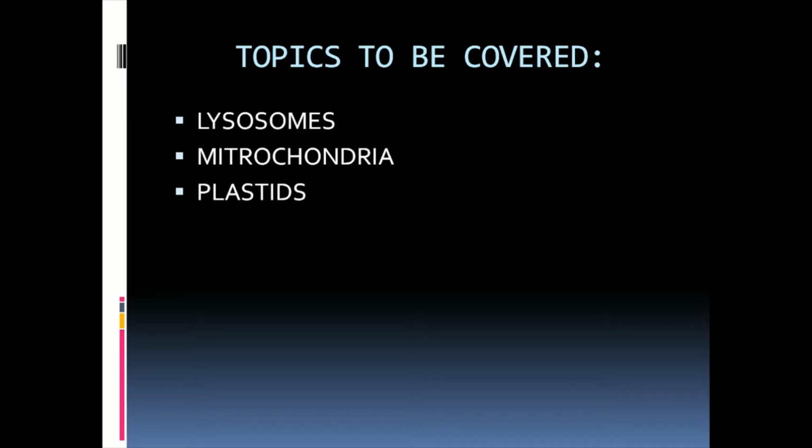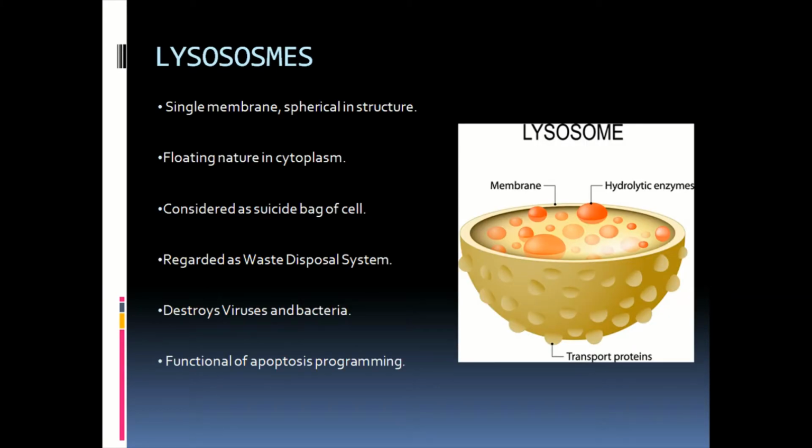Now let's go with the first organelle, lysosomes. Lysosomes are single layered membrane and spherical in nature. We can see here the cross-sectional view, which is spherical. They are generally floating in nature, that is, they float in the cytoplasm and become functional whenever required.